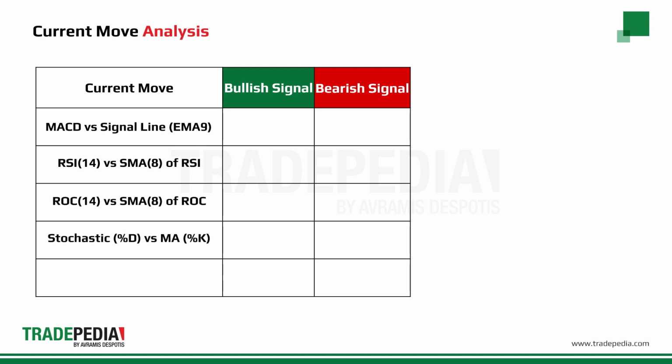We will also use the stochastic oscillator by comparing the stochastic line %D to its moving average %K, and the plus directional indicator in relation to the minus directional indicator of the average directional movement system. We will get a bullish or upward signal if the MACD line is above its 9 periods EMA, and a bearish or downward signal if the MACD line is below its EMA.